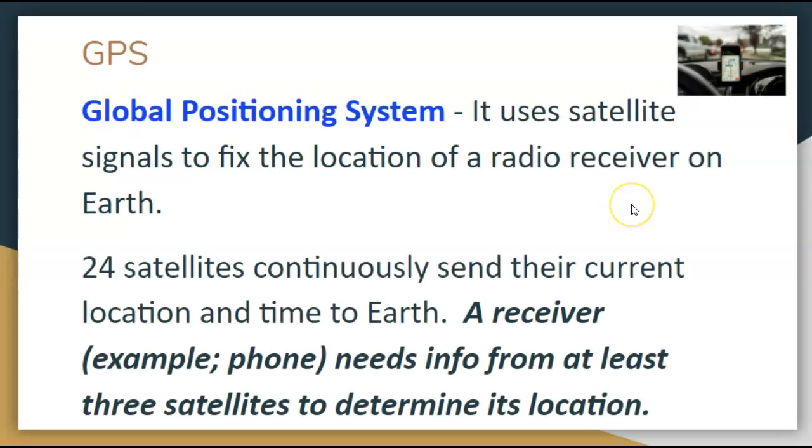There are 24 satellites continuously sending their current location and time to Earth. A receiver, an example would be your phone or my iPhone, needs info from at least 3 satellites to determine its location. So it can't just be one satellite, it's got to have at least 3 satellites to determine a location.